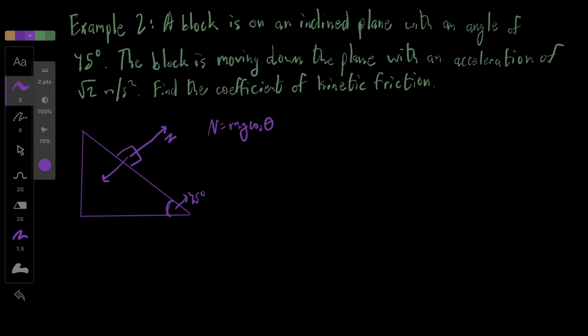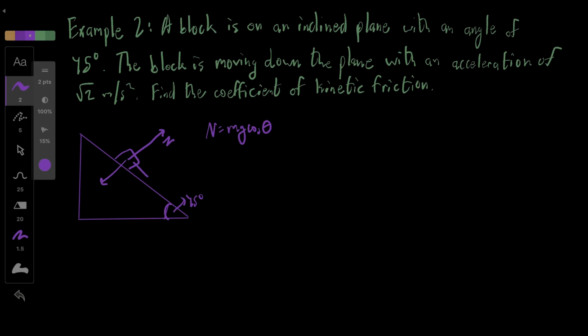Now, there are two forces acting in the direction parallel to the plane. We have, first, mg sine theta, which is what's making this go downwards, and the force of kinetic friction. So, what we want to find is the coefficient of kinetic friction. So, let's take all the net forces. First, we figured out that the normal force is mg cosine theta by taking net forces.